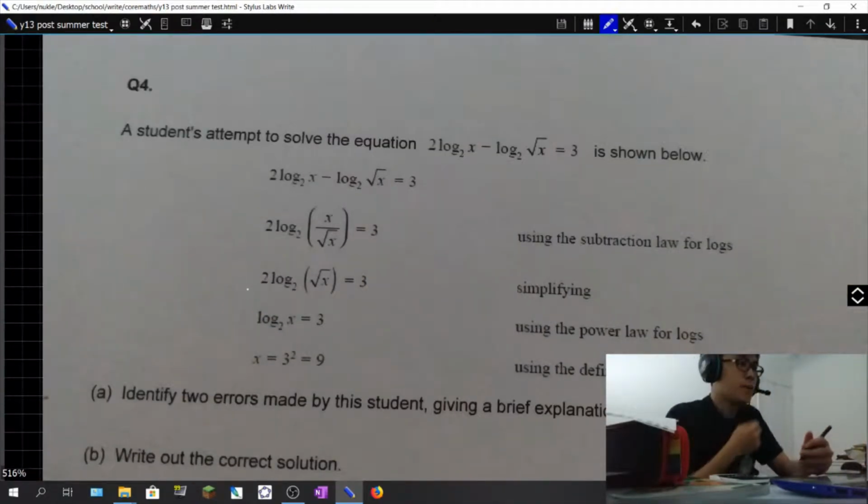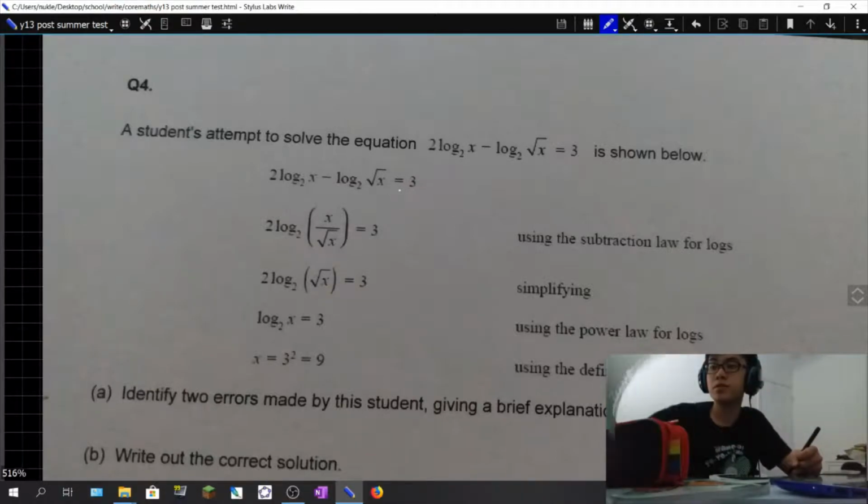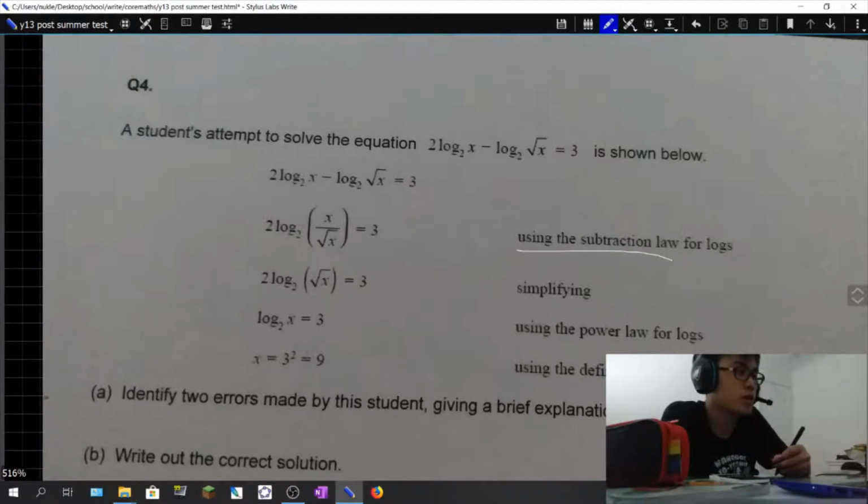Oh, I like this. So you're trying to solve an equation, obviously this guy does it wrong. And you want to identify 2 errors made by this student. Alright. So they're trying to use the subtraction law. Let's see how they did. They have 2 log x base 2 minus log of square root x base 2. And then that's what they did.